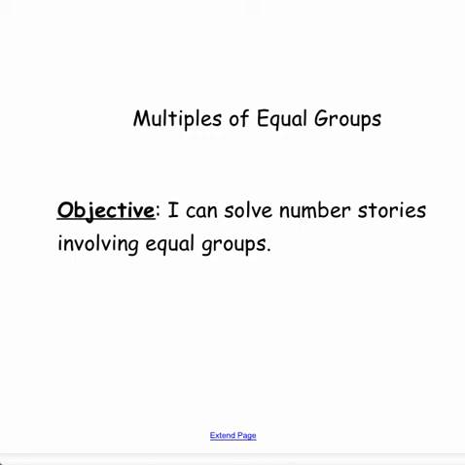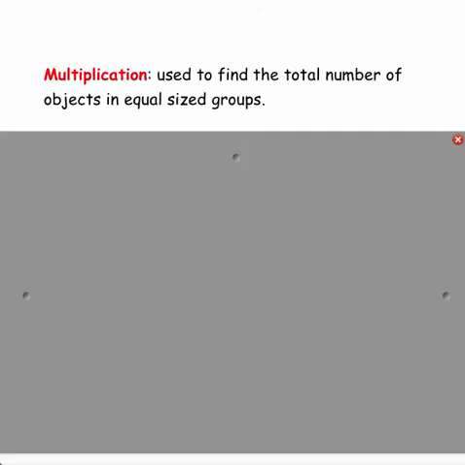Hi everyone, today we're talking about multiples of equal groups. Objective: I can solve number stories involving equal groups. The first thing we're going to talk about is multiplication. Multiplication is used to find the total number of objects in equal size groups.